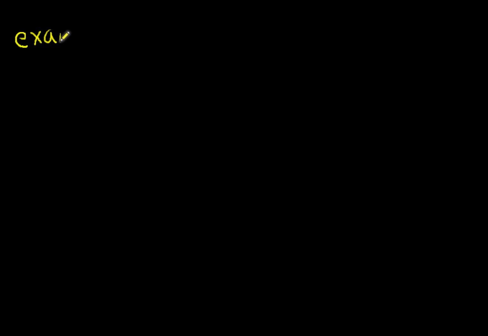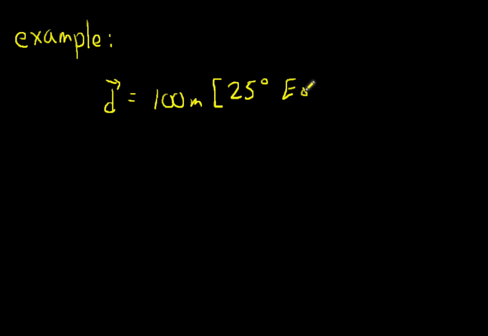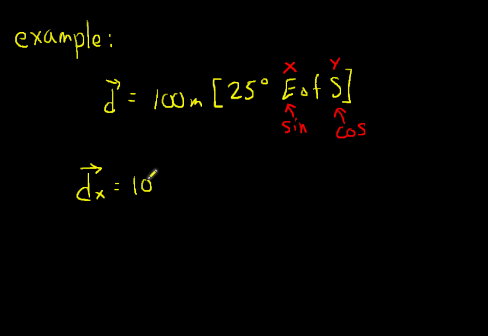Let's look at another example so you can see how this works. Here's a displacement equals 100 meters at an angle of 25 degrees east of south. The east is an x-component because east runs along the x-axis, and the south is a y-component. The first direction listed is sine, the second direction listed is cos. That tells us that the x-component will use sine. So displacement in the x direction will be 100 times sine 25, which is 42 meters to the east.